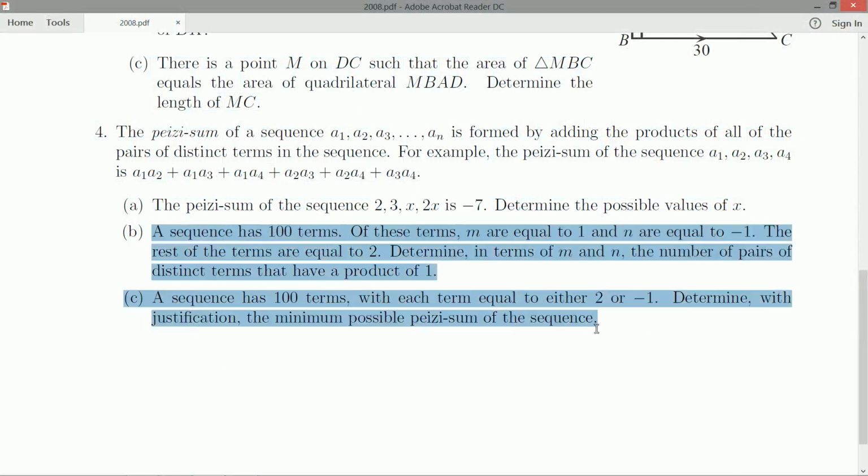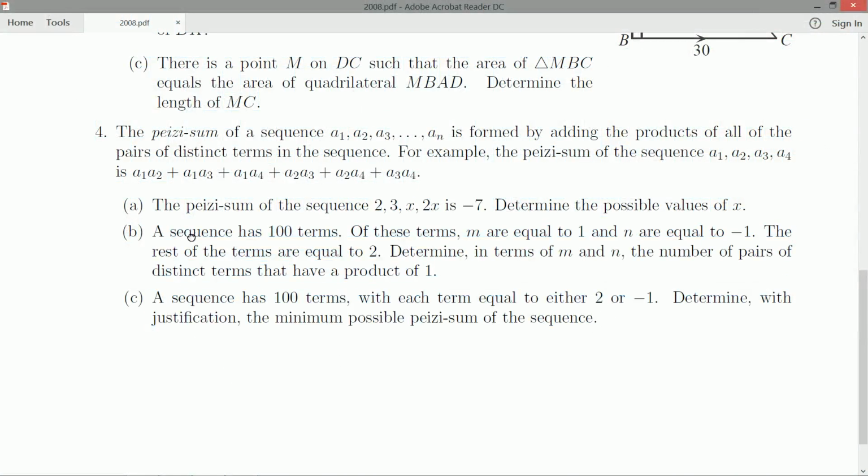So maybe we'll read these two together. So B, a sequence has 100 terms. Of these terms, m are equal to 1 and n are equal to negative 1. The rest of the 100 terms are equal to 2. Determine, in terms of m and n, the number of pairs of distinct terms that have a product of 1.